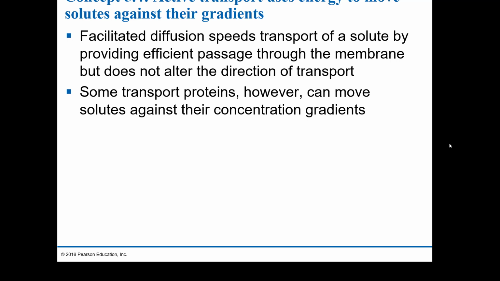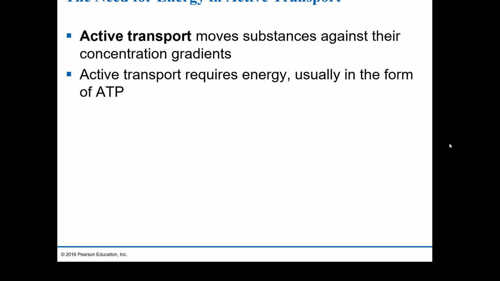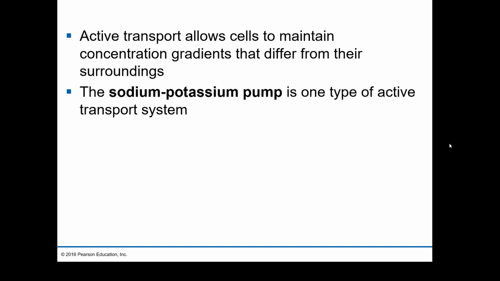Facilitated diffusion speeds transport of a solute by providing efficient passage through the membrane but does not alter the direction of the transport. Some transport proteins, however, can move solutes against their concentration gradient, so make things happen the way they absolutely don't want to do it. And when that happens, you have to add some energy. Active transport moves substances against their concentration gradient, so they go against the laws of diffusion. Active transport requires energy, and usually this is in the form of ATP, as all things in our cells and in our body need ATP to do stuff. That's our energy. Active transport allows cells to maintain concentration gradients that differ from their surroundings.